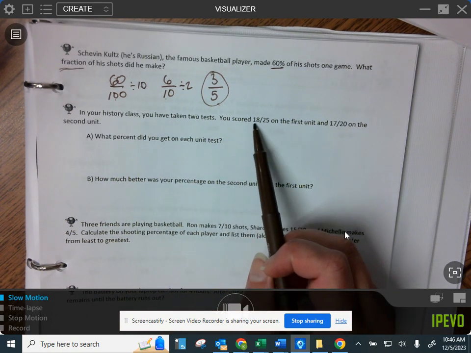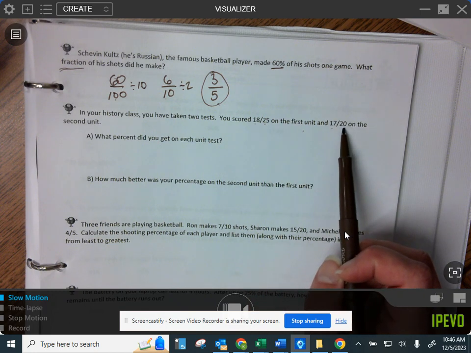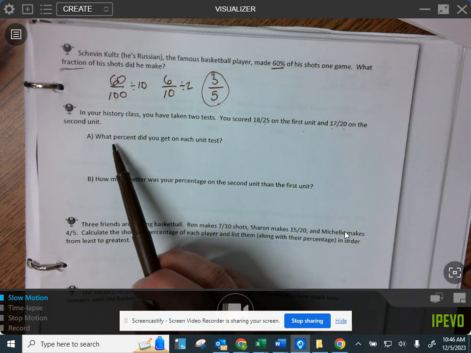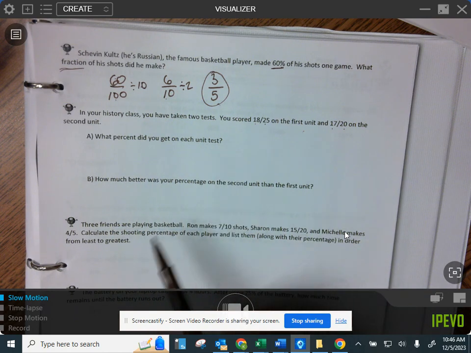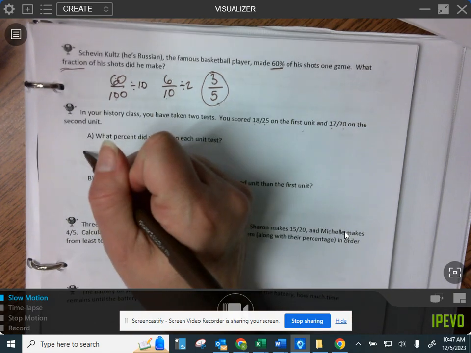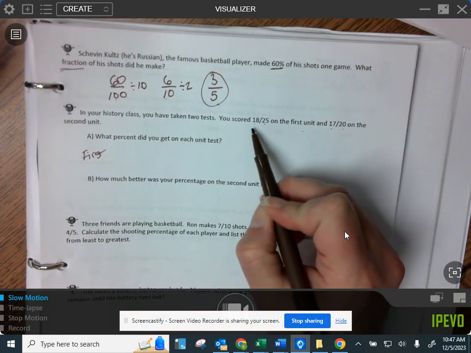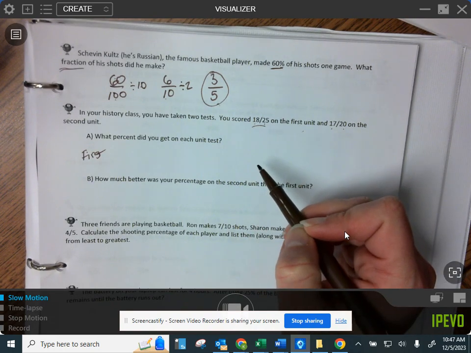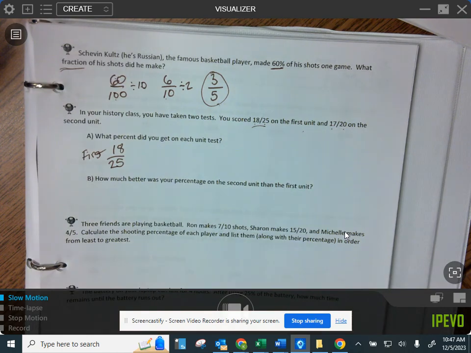So in our history class, you have taken 2 tests. You record 18 out of 25 on the first unit and 17 out of 20 on the second unit. What percent did you get on each unit test? So if we want to look at our first test, what percent did I get if I had 18 out of 25? So I know that's 18 out of 25. How do I find my percent? Layla?